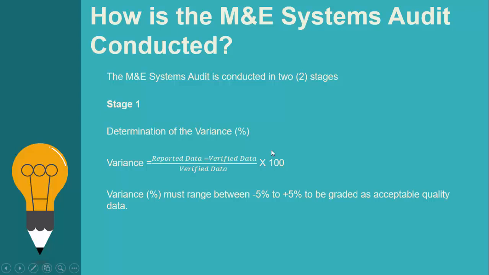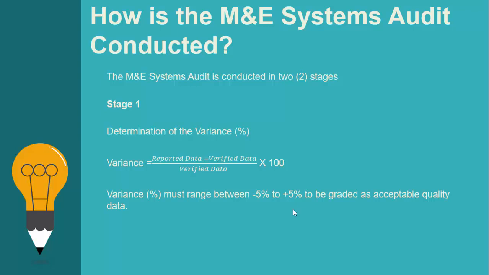Now, any percentage that lies outside -5% to +5% is not acceptable. It means that there's something seriously wrong with your data quality in that organization. But if it is within this range, then the data quality is acceptable and you can pat yourself on the back because this is a job well done. So this kind of audit needs to be done at least on a yearly basis.